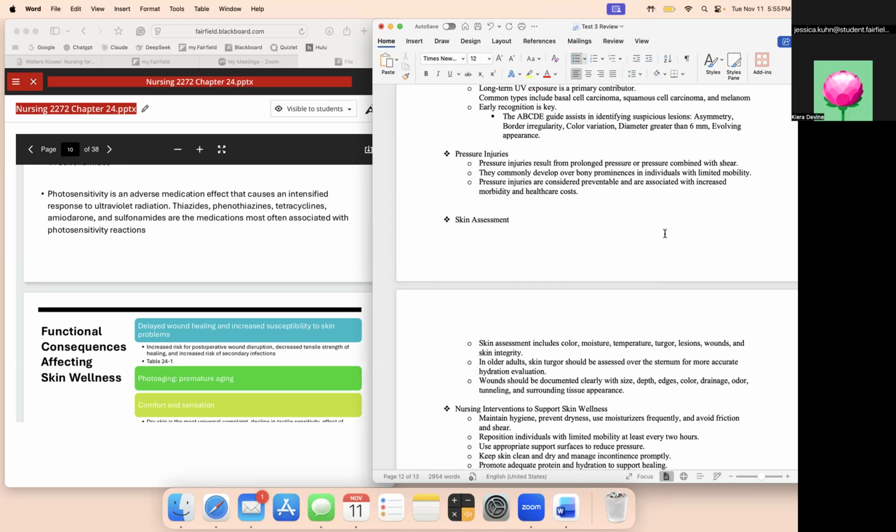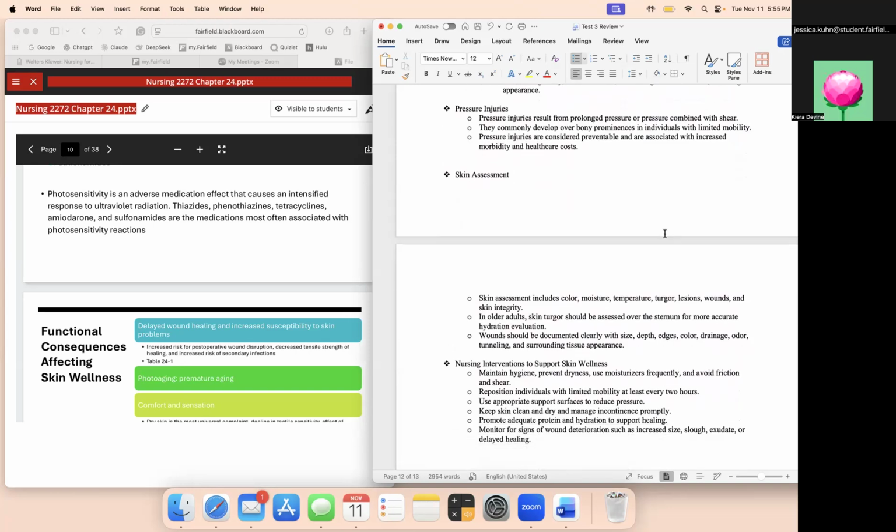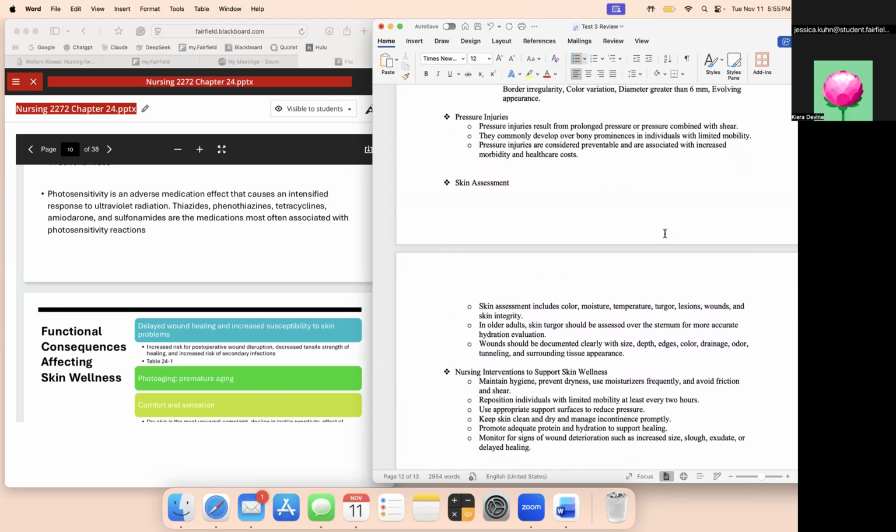Pressure ulcers commonly develop over bony prominences in individuals with limited mobility. They are considered preventable and are associated with increased mortality and healthcare costs. And like we all know, that's not limited just to the coccyx bone or the heels. It can also happen from medical devices such as oxygen tubing and intubation equipment.